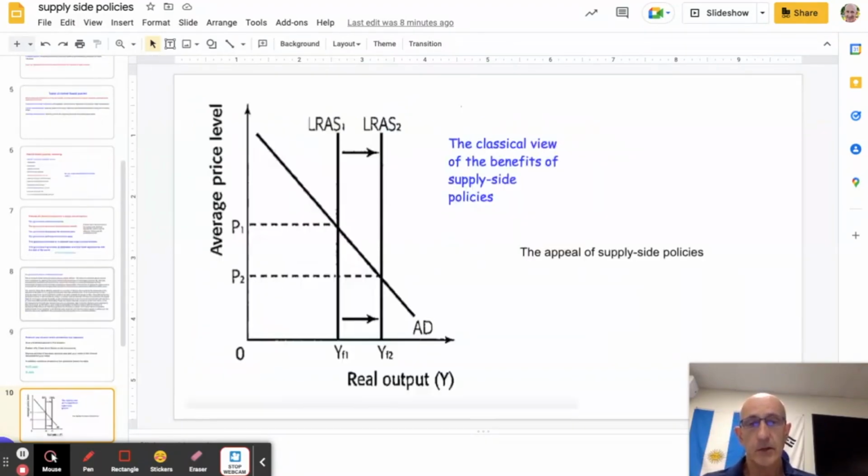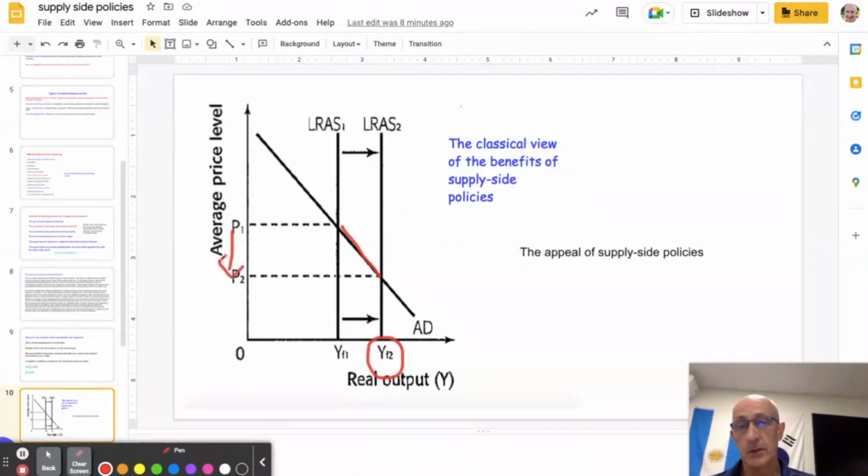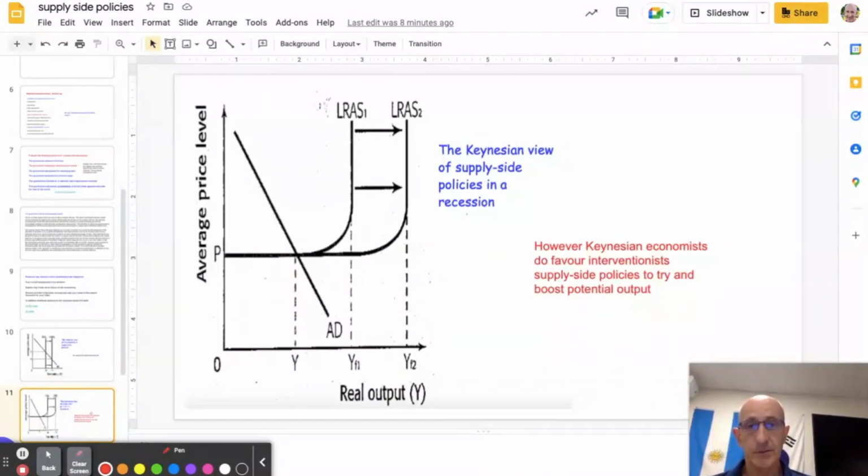The classic diagram is the classical view, shifting long-run aggregate supply to LRAS2. What you see, the appeal of it is fairly obvious. What you get is this shift here, a higher level of real output, RGDP, coupled with potentially less pressure on prices, leads to quite obvious benefits of effective supply-side policies.